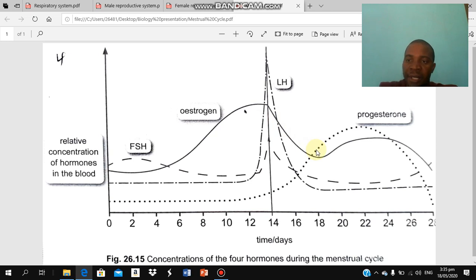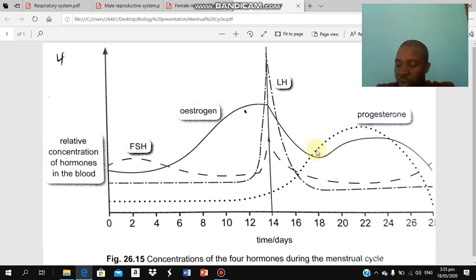Now, describe the effects of estrogen on the menstruation cycle. What is the effect of estrogen on the menstruation cycle? 1. Estrogen prepares the uterus for pregnancy. That is the first effect. The second effect of estrogen on the menstruation cycle is that it causes the lining of the uterus to become thicker. It thickens the lining of the uterus.